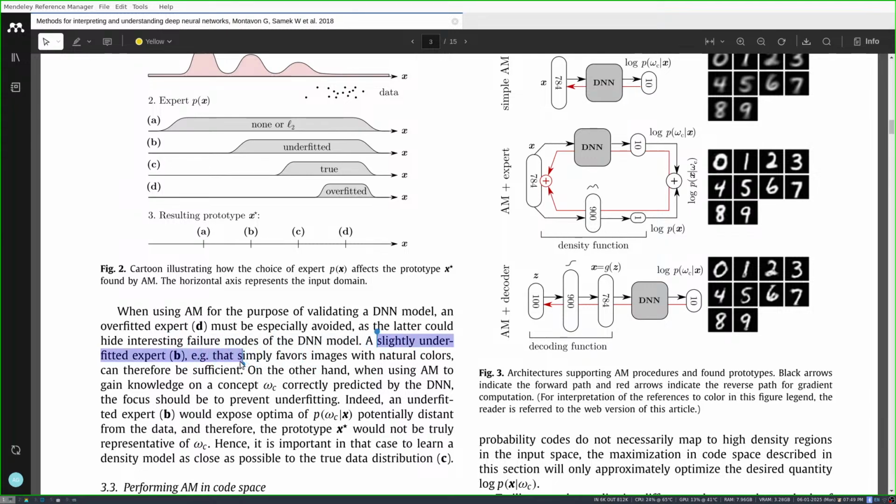A slightly underfitted expert simply favors images with natural colors. Cannot ever be sufficient, on the other hand. Corrected by the focus should be to prevent overfitting. Here, with an underfitted expert, we would expose optima at potential distance from the data, and therefore the prototype can be totally unrepresentative.